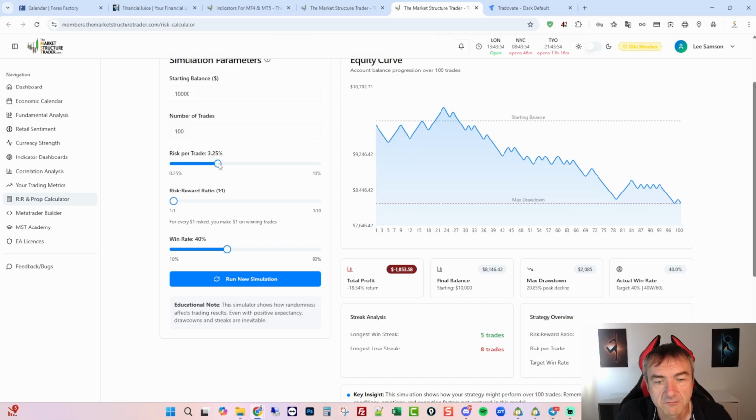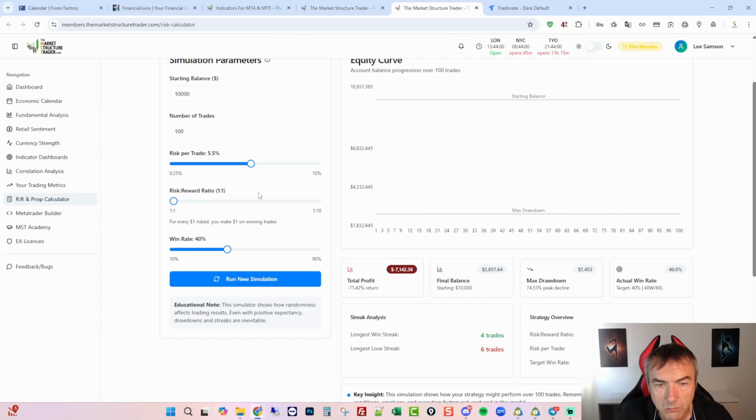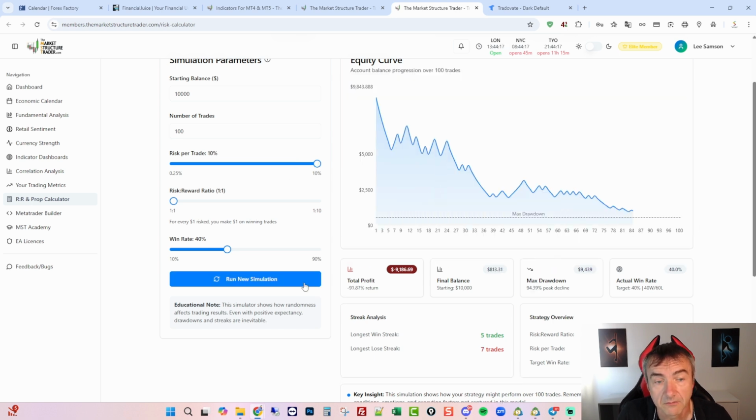If we increase our risk, you'll see that the actual total profit dramatically reduces. The more we risk, the more we lose. And this is where everybody tends to go wrong. If you have a 1-to-1 risk-reward ratio and a low strike rate, and you risk more on it, you are going to lose your account. You are going to blow your account. It doesn't matter what you do, the account will disappear.